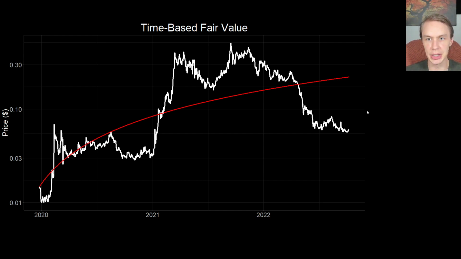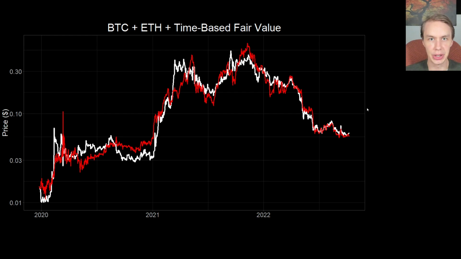So what I've done with this model I'm showing you here is I've basically included Bitcoin's price and Ethereum's price, or I should say the log of Bitcoin's price and Ethereum's price, as a predictor of HBAR's price, or I should say HBAR's logarithmic price. And that's what you come up with here, this red line. This is the predicted levels of HBAR's price across time when you account for Bitcoin and Ethereum.